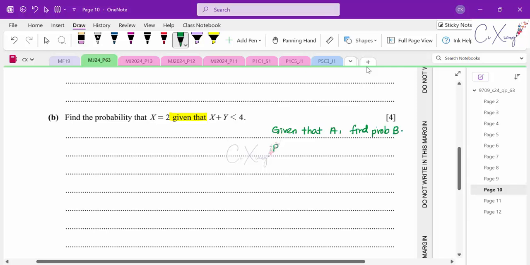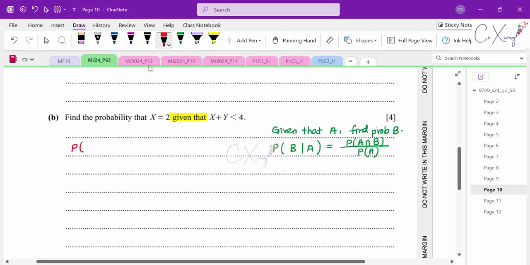The general symbol for conditional probability is a slash. Given that A happened first, the A is on the right-hand side of the slash, then B will be on the left. To get the answer for this conditional probability, the general formula is the probability of A intersect B divided by the probability of A. The same thing applies to our part B.